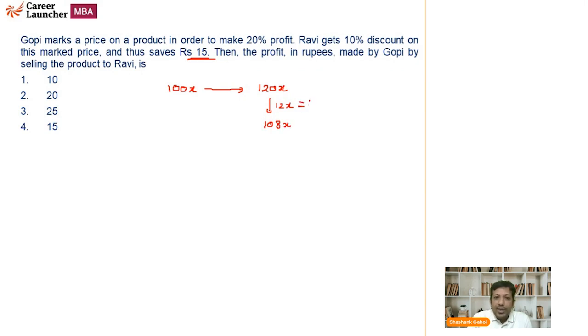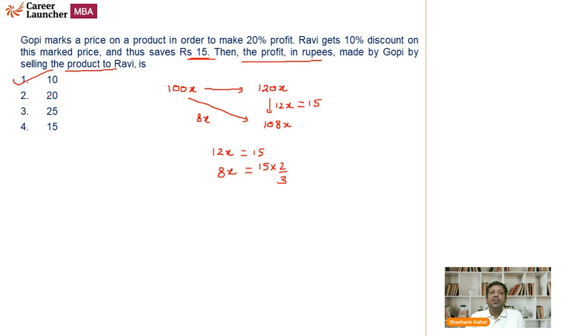He thus saves 15 rupees. So 12x equal to 15. Then the profit made by Gopi is how much? So the profit made is 8x and 12x is 15. So what is the value of 8x? 8x is 2/3 of 12x, so this should be 2/3 of 15. That comes out to be 10. So my answer to this question is directly going to be option 1. This is fairly easy. Now let's move on to the next one.